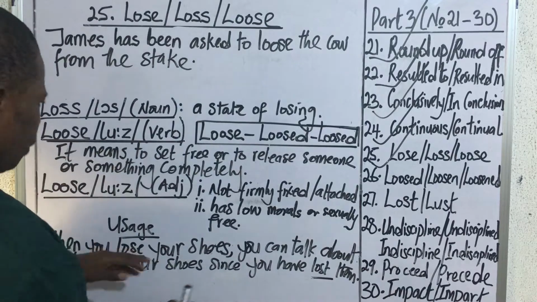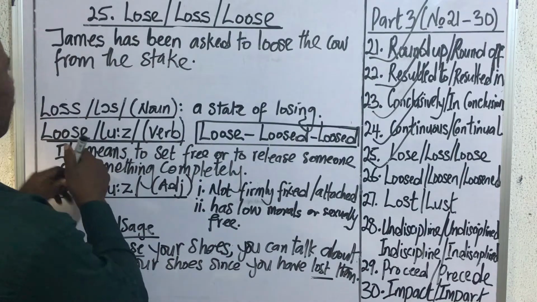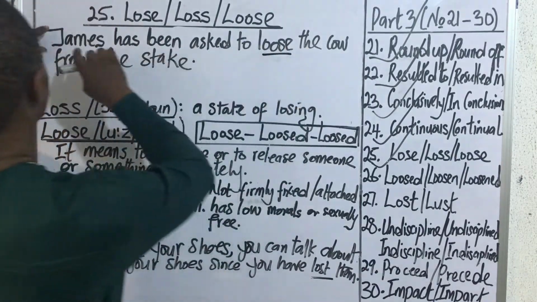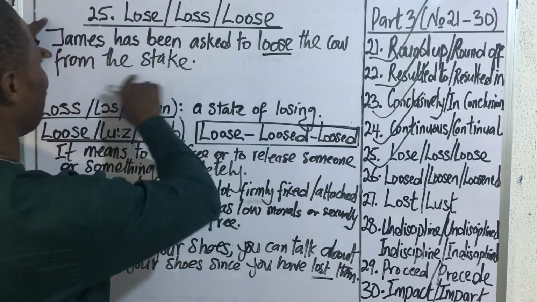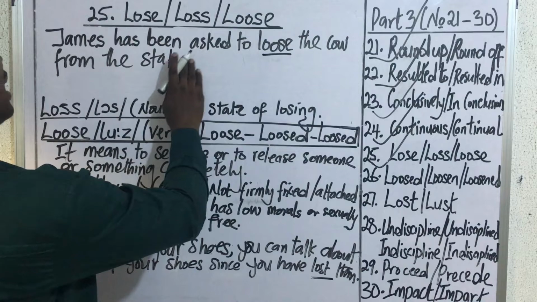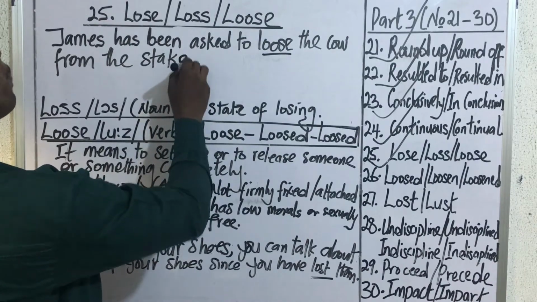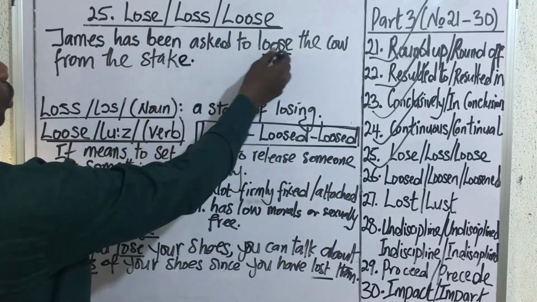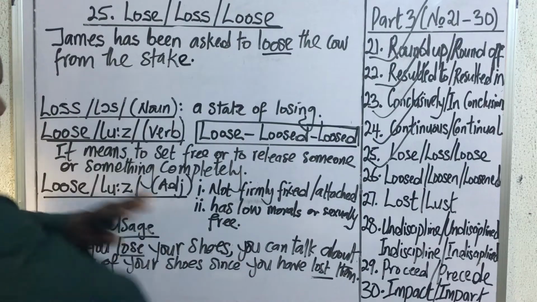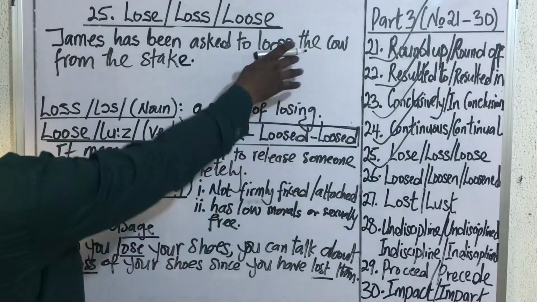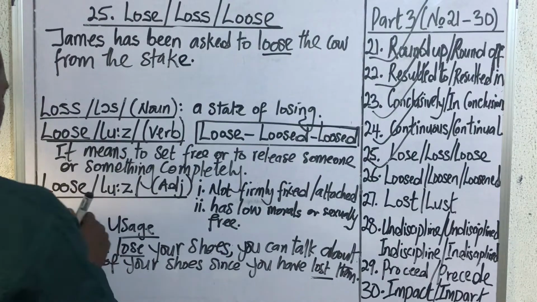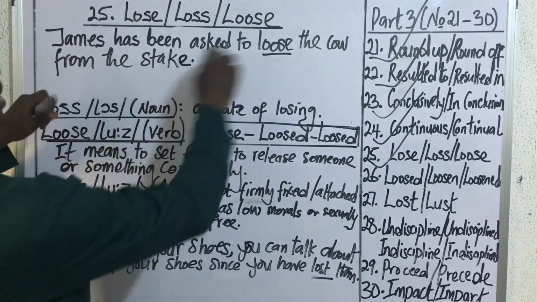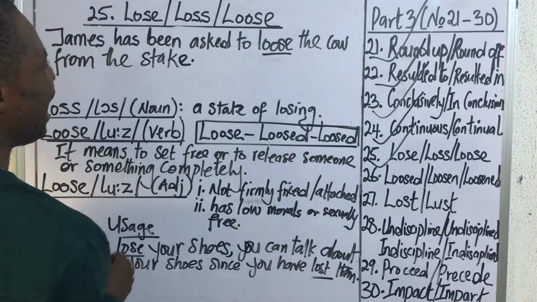So, to use this word as a verb, we have this expression. James has been asked to loose the cow from the stake. That is to let the cow go completely free. So you use this word loose. Break it off and let it go free. That is loose.